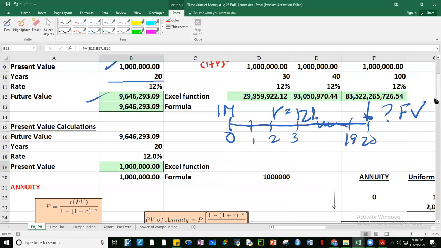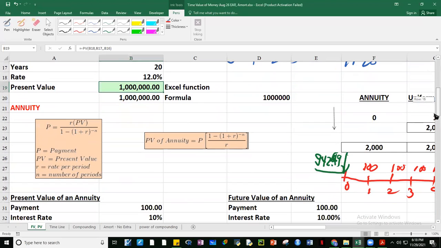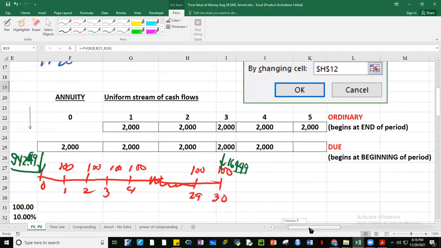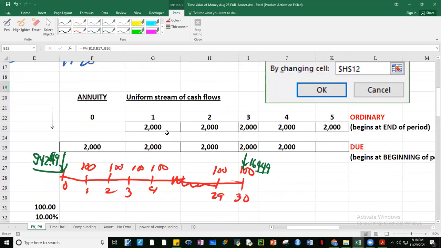Now we go to an annuity. An annuity is a uniform stream of cash flows, so they should be the same, like this one. 2000 for 5 years, beginning at next period. So the transaction happens here at time 0, and then at the end of time 0 we have the cash flow of 2000, 2000 for 5 years. So this is an annuity, and it's called annuity ordinary because it starts at the end of the period.